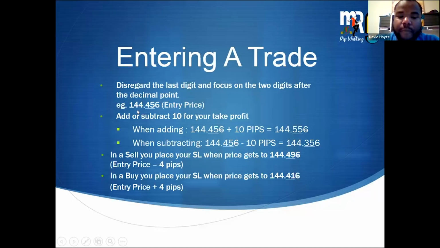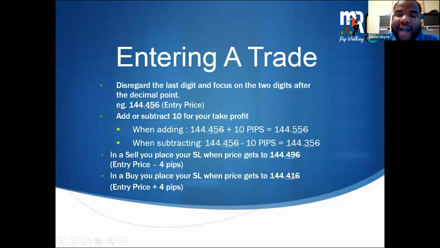So in my example, our entry on this example is 144.456. All right. So the last number is a 6. You're going to disregard that number. Now, this is where it gets good. Remember, we talked about 10 pips, subtracting and adding, buys or sells. So if you're in a buy, you're going to add 10 pips. If you're in a sell, you're going to subtract 10 pips.